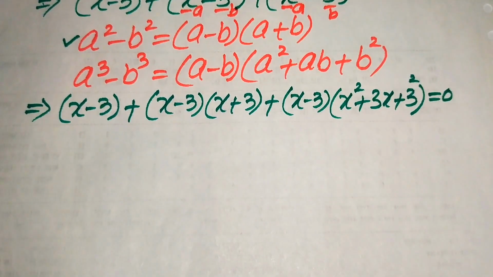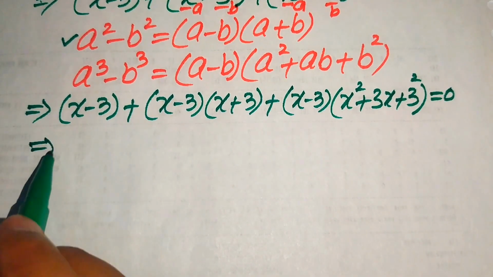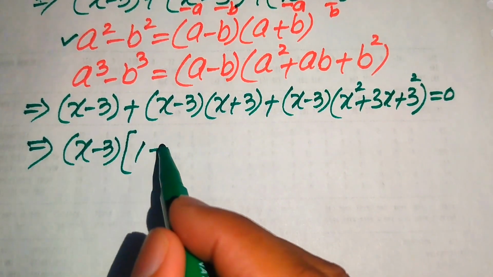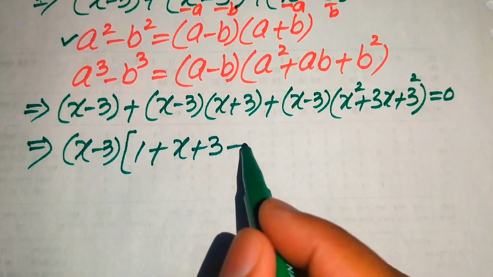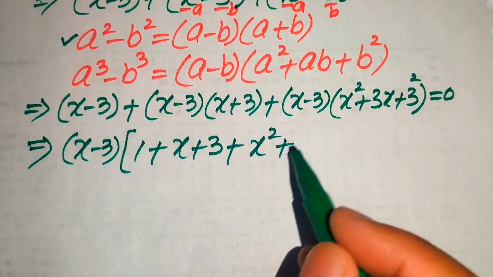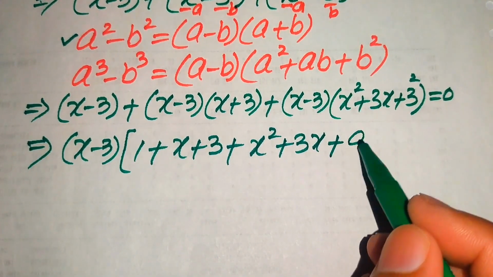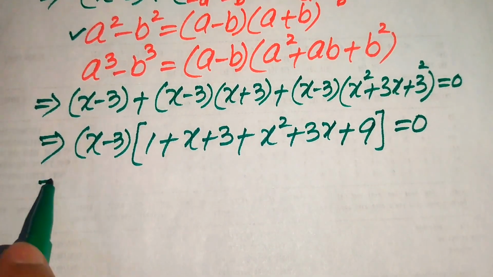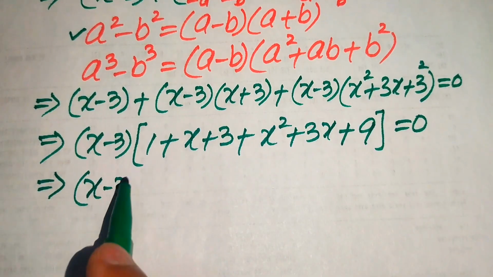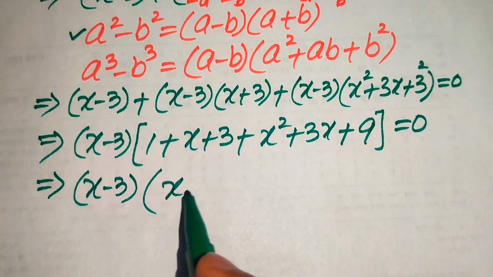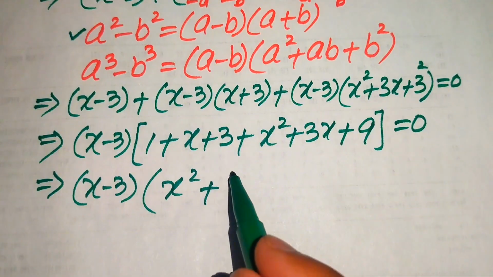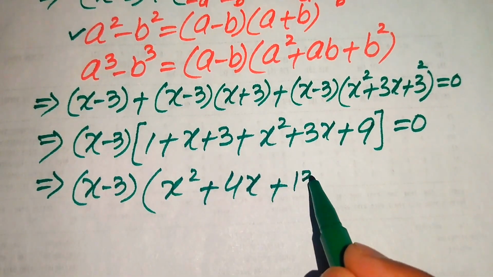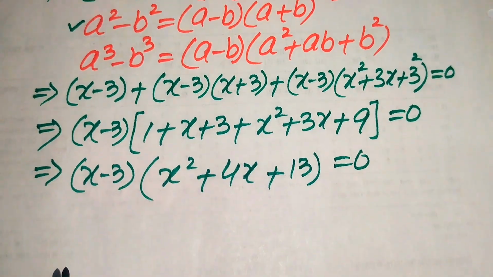Now you see each of these terms involves x minus 3, so we take common x minus 3 and the remaining values are 1, x plus 3, and x squared plus 3x plus 3 squared, which is 9, and this whole equation equals 0. Here we need to add or subtract the like terms. We have x minus 3 times x squared plus x plus 3x becomes 4x, and 9 plus 1 becomes 10, 10 plus 3 becomes 13, and this whole equation equals 0.